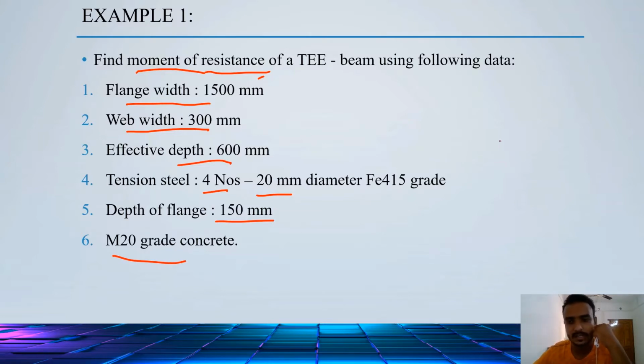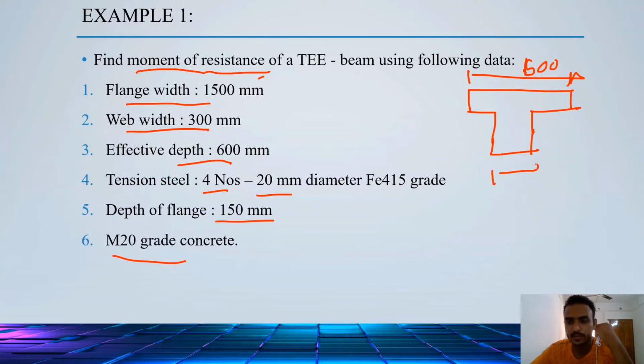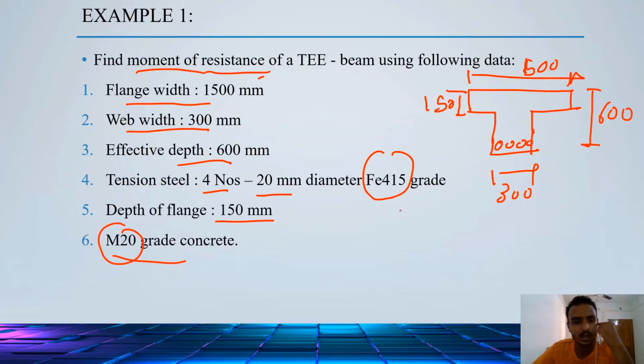So by this data, I can draw a figure. Flange width means your top flange width, slab width is 1500. Web width 300 mm. Effective depth 600 mm. Tension steel 4 numbers of 20 mm, and depth of flange 150 mm, and M20 grade concrete and Fe415 grade steel are used. So we start the analysis.